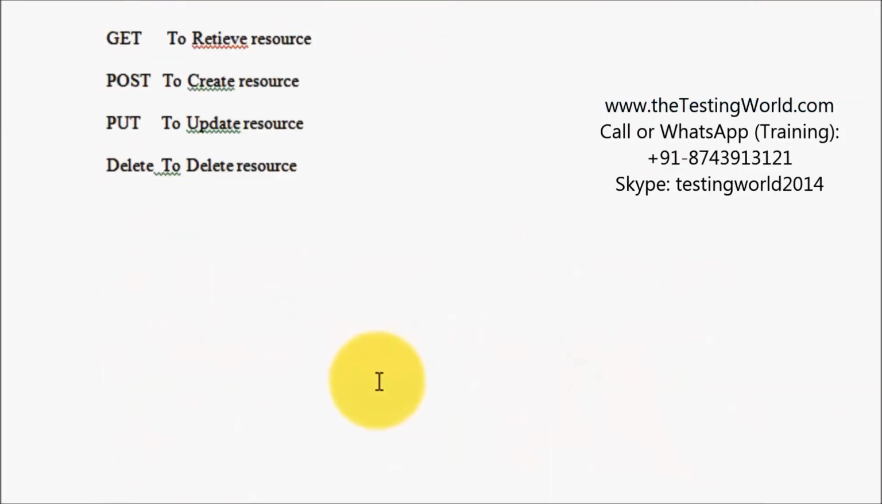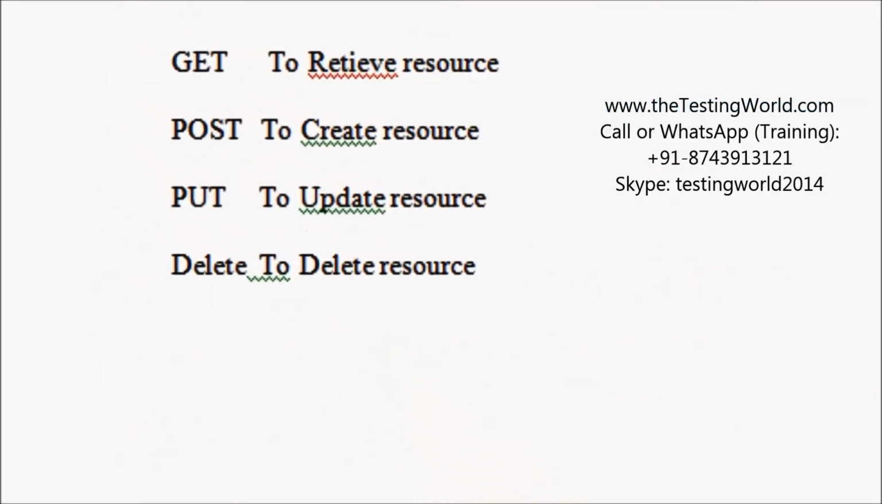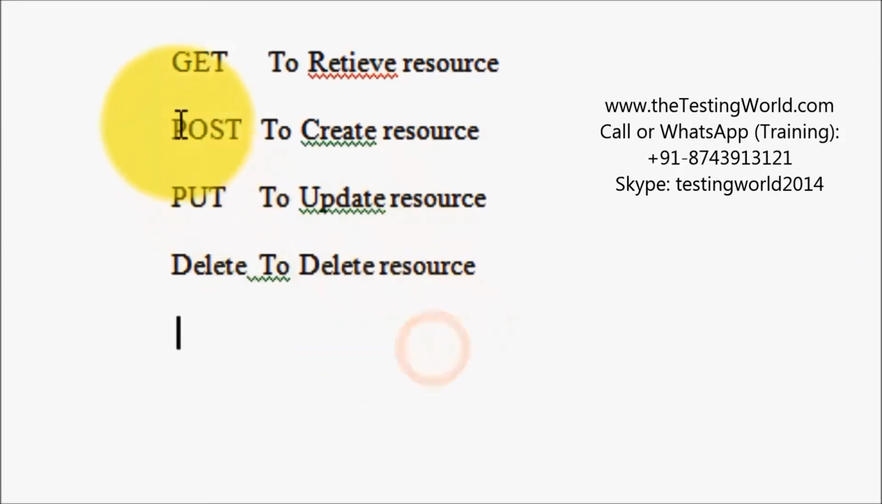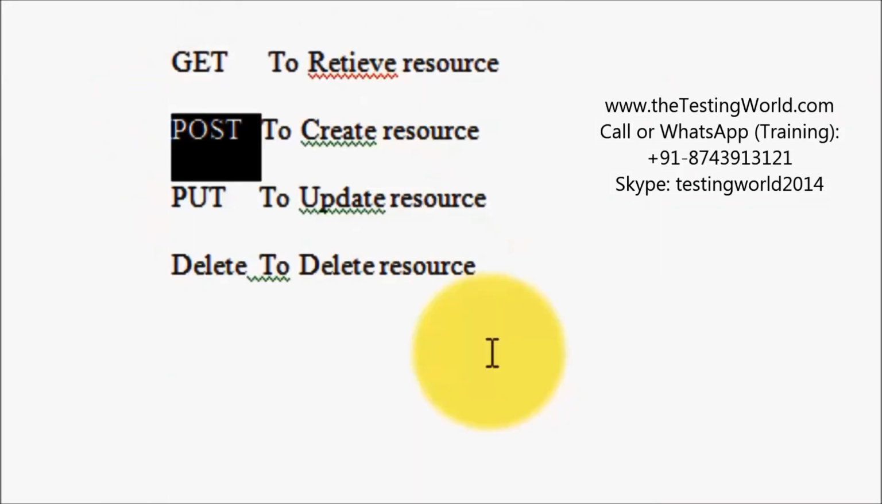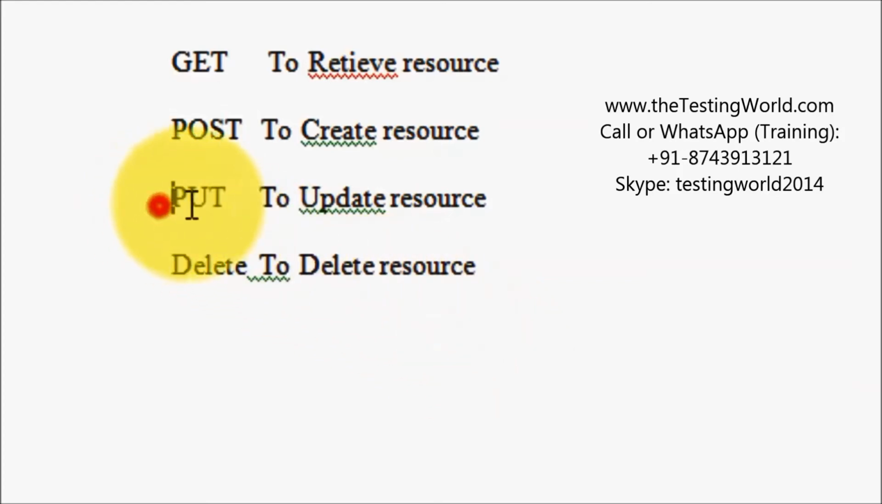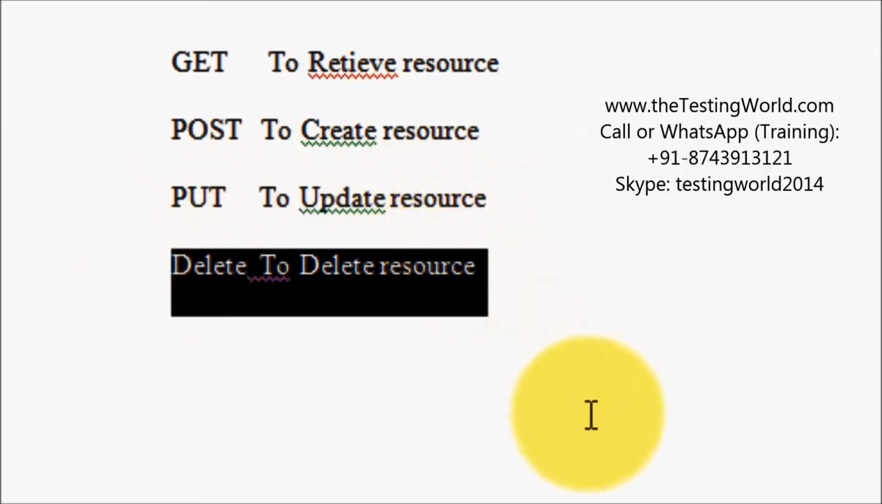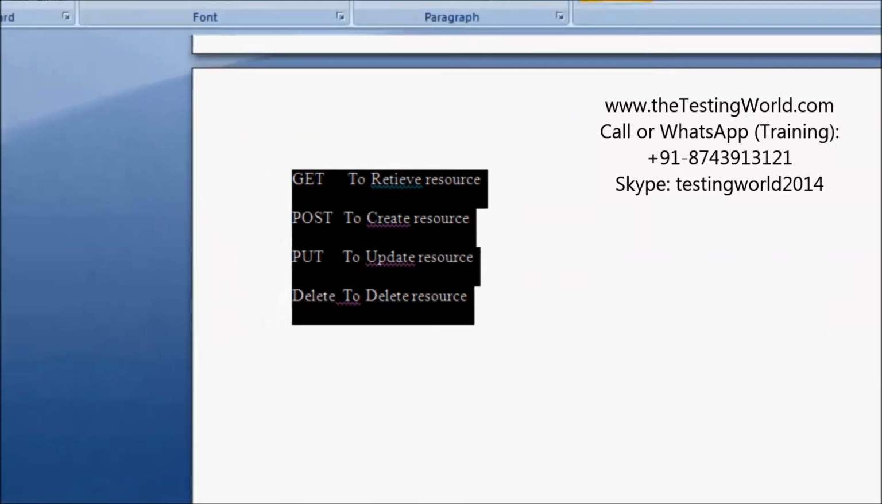In REST service, if we are hitting any request, so we can use either get. Get means we want some data from the server. Post means we are sending some data to the server. We are creating some resource. Put means we are updating data onto the server, and delete means we are deleting some resources from the server. These are HTTP methods that we are going to use in REST services.